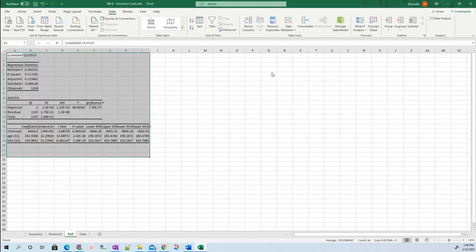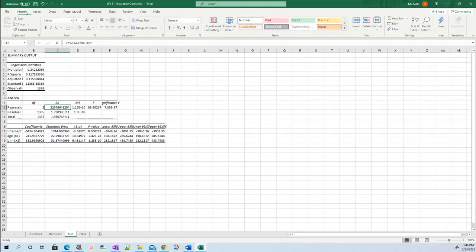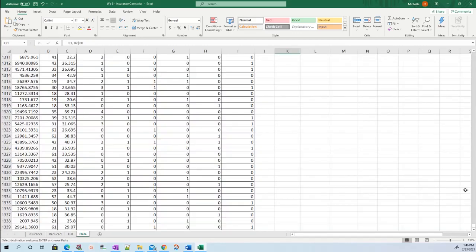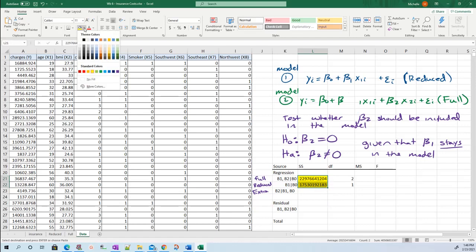Okay, press OK. This sum of squares regression right here, highlight it. That's the number I want. So let's Control C, copy it. Let me go back all the way up and Control V, paste it. All right, I'm going to delete the highlighting.